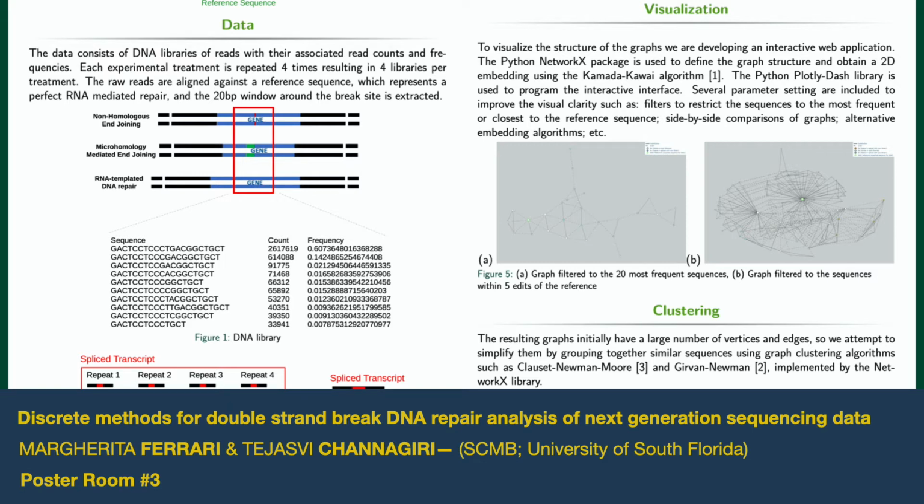Our approach is graph theoretical. Relationships among the observed sequences are displayed in a graph where vertices are sequences, and an edge between two vertices exists if the two sequences differ by a single nucleotide variation. By studying the structural properties of the graphs arising from the different experimental treatments, we hope to better understand the molecular processes that play a role in DNA break repair.